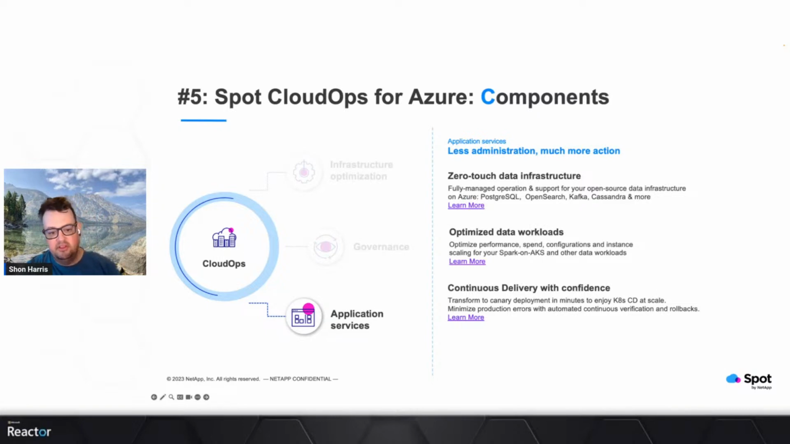And like we talked about, continuous delivery with confidence, the ability to do canary deployments in minutes to have your Kubernetes environment at scale, to minimize production errors and catch things in an A/B testing environment so that you can make sure that your code's being deployed, and we can do continuous verification and rollbacks so that your fixes are implemented quickly.